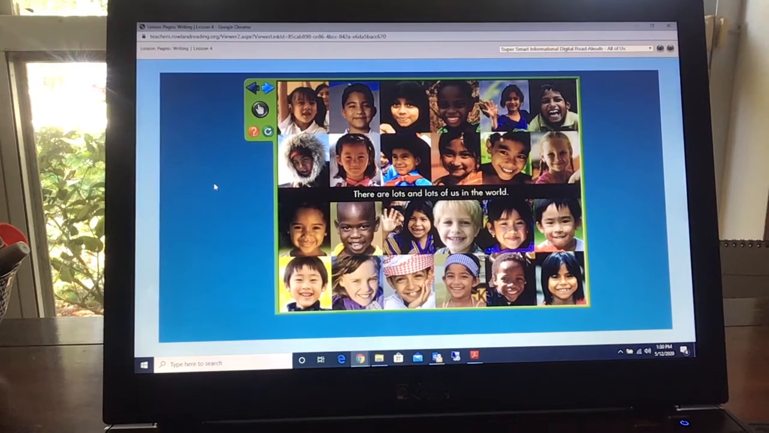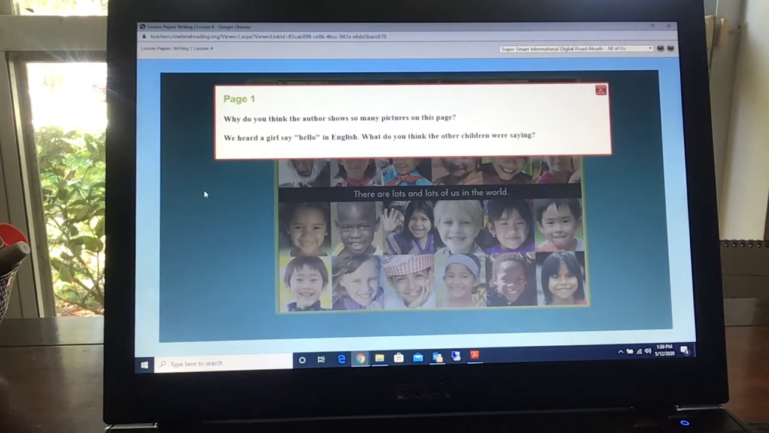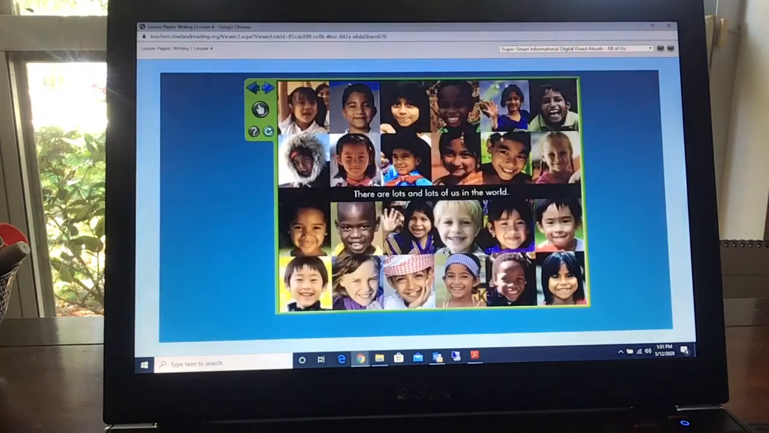How neat is that? We got to hear them say hello in all different kinds of languages, just like we do in the morning when we do our good morning song, right? Why do you think the author shows so many pictures on this page? What do you think? Think about that for a minute. Well, the title of the story is All of Us, right? So I think the author's trying to give us an idea that we're going to learn about all different kinds of cultures and see how different children around the world live.